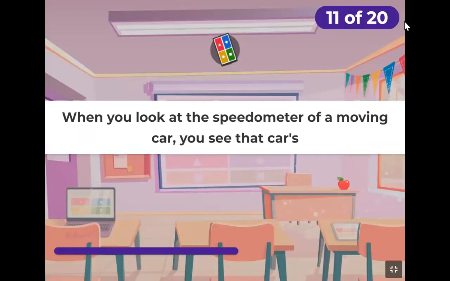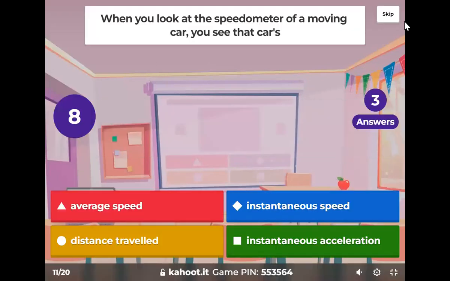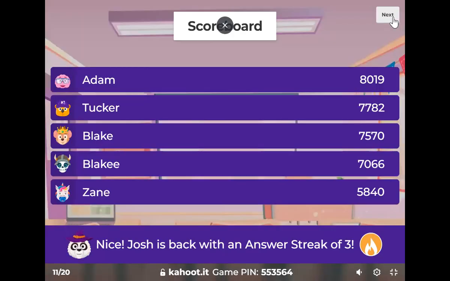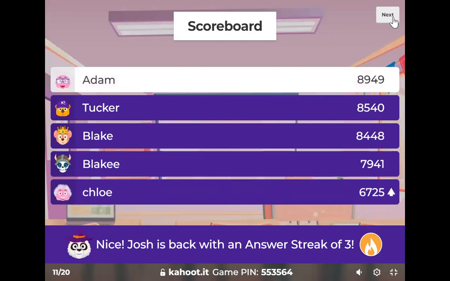Look at the speedometer of a moving car. You see that car's what? Instantaneous speed. Yeah, so your speedometer tells you how fast you're going at that instant, which is also the numbers that feed into these equations, like instantaneous values. All right, Chloe hopping on top 5. Adam still got the lead.